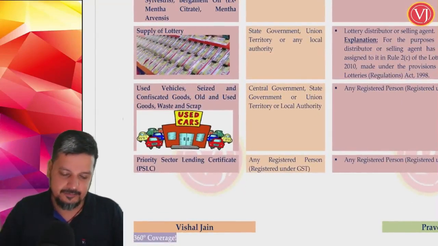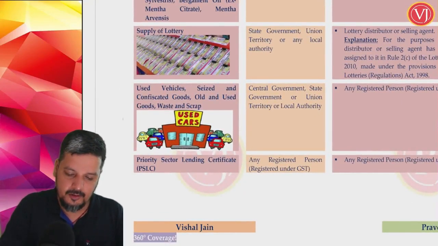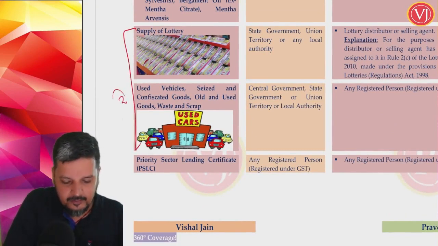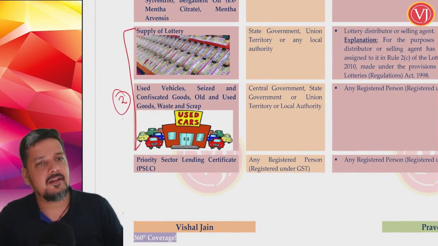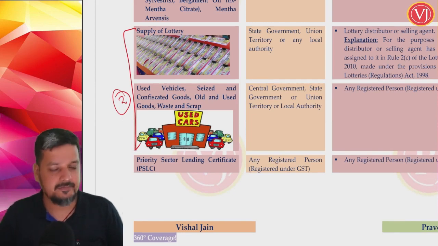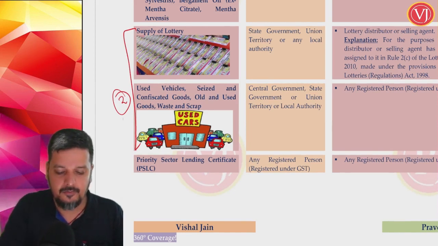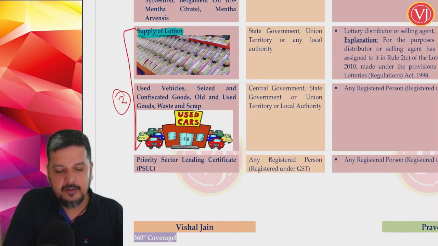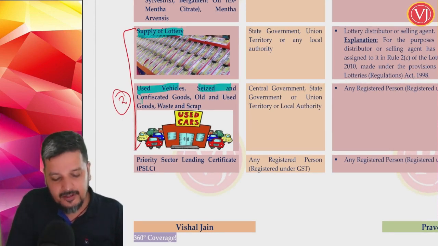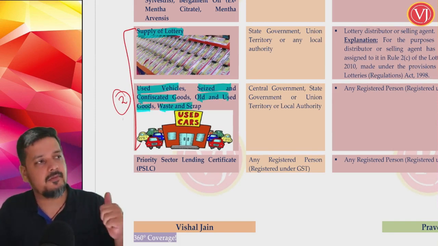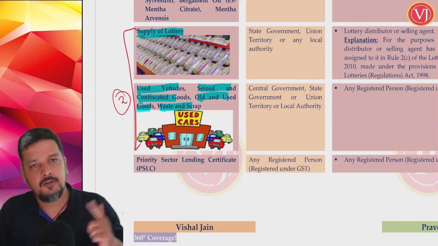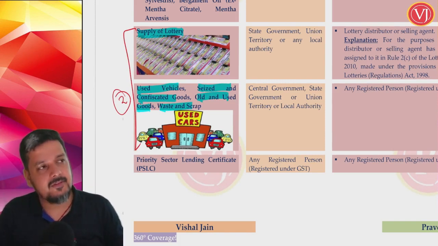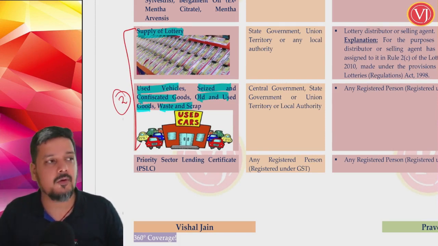Second category. You are talking about your second category, which is all of your goods. One, you are talking about supply of lottery. Other, you are talking about used vehicles, seized and confiscated goods, old and used goods, waste and scrap. What is the list of items? Lottery, used vehicles, seized and confiscated goods, used and old goods, and waste and scrap.